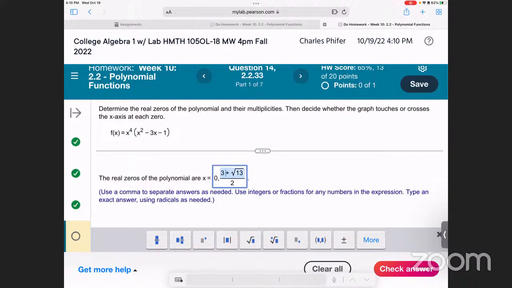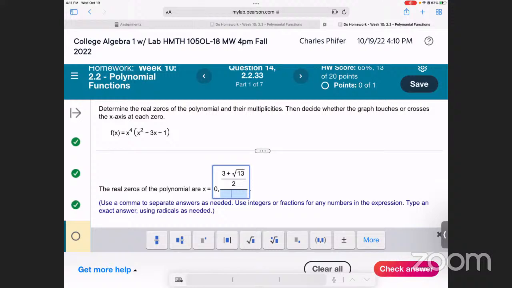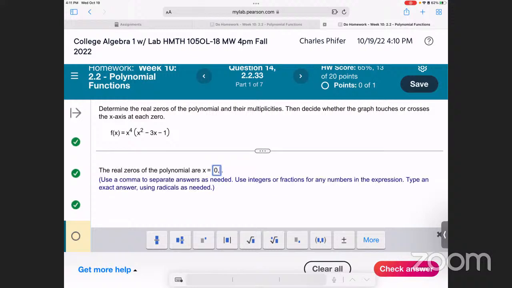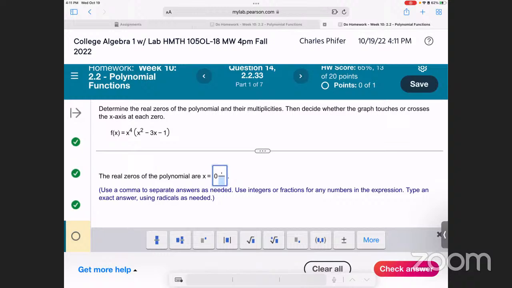And we need another one. Of course. Can I undo? No? Okay, that's fine. Let's get rid of that. Okay, let's try this again.